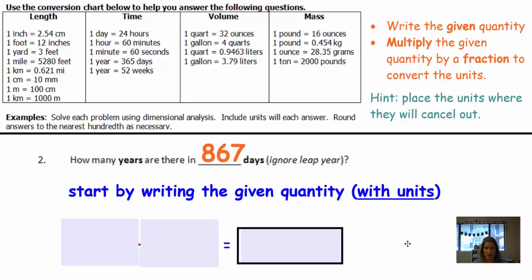So now we'll do another similar problem. This time, we're looking for the number of years in 867 days. Okay, so just like the last one, start by writing the given quantity, 867 days. Again, I stuck it over 1, so then I have a fraction. Next, we're going to multiply by a fraction to convert days, hopefully, directly into years.